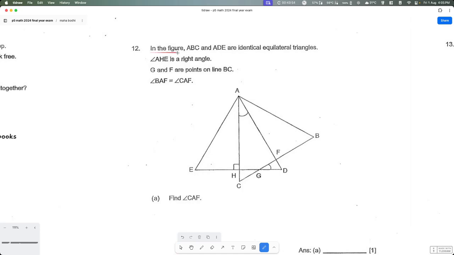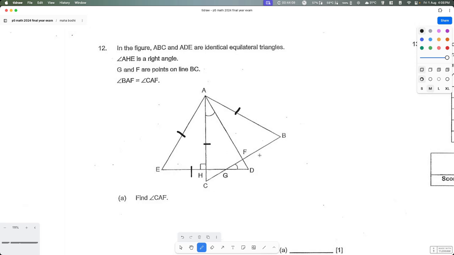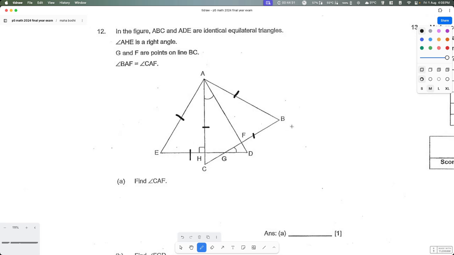It says here in the figure, ABC and ADE are identical equilateral triangles. So that means these are literally equal. So it says here identical, right? So everything is the same here, here, and also here. Okay, so AHE is a right angle. G and F are points on line BC. Then BAF is equal to CAF. Okay, that's why it's over here. All right. So find CAF.